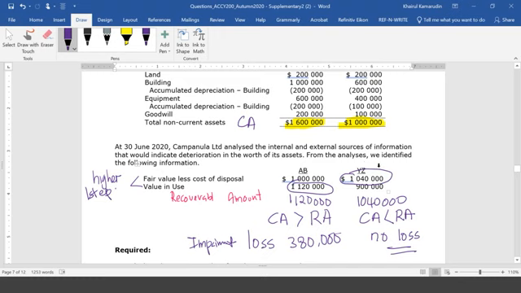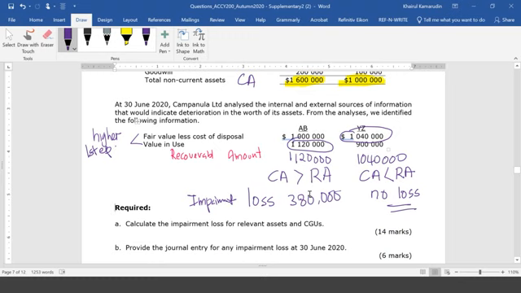So between these two, AB and YZ, AB has an impairment loss. What's the amount? Can you follow me? How did I get that number? 1600 minus 1120, that gives you not 380, sorry, 480. 480,000. So this is your impairment loss.